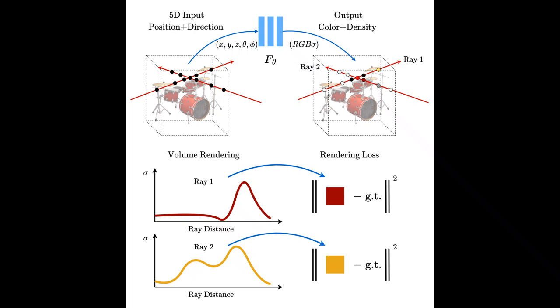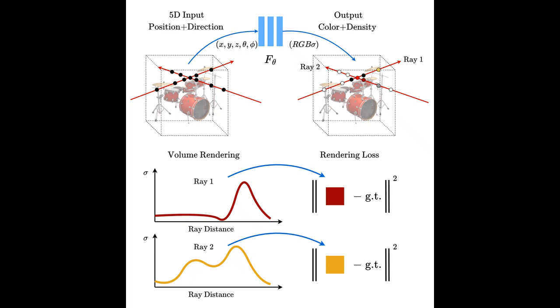How is it going to do that? It is going to predict the color of the points along the ray and the color density along the ray. And so by integrating these colors and densities, you can predict the actual color of that pixel.